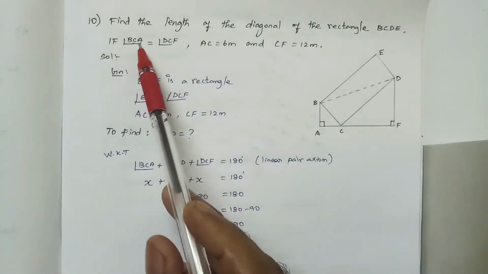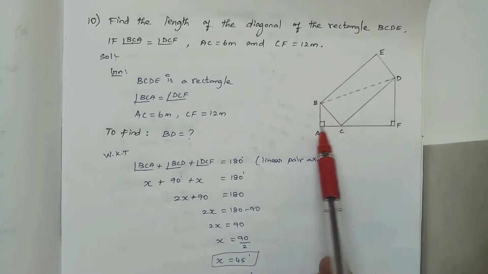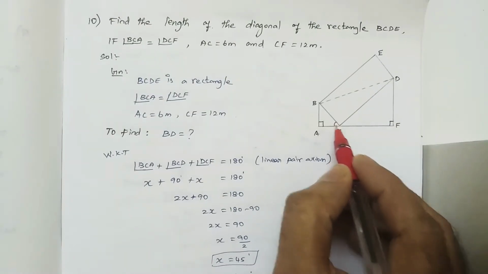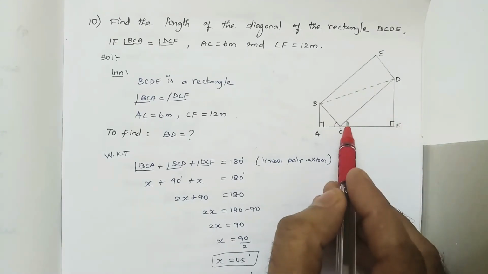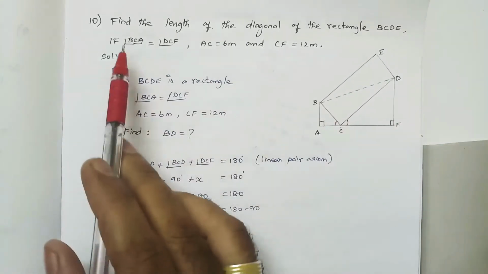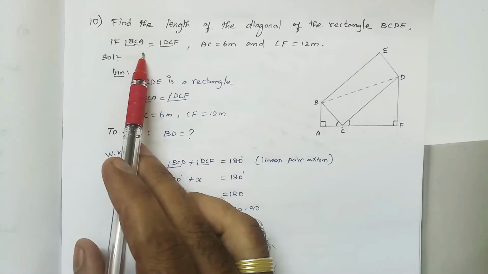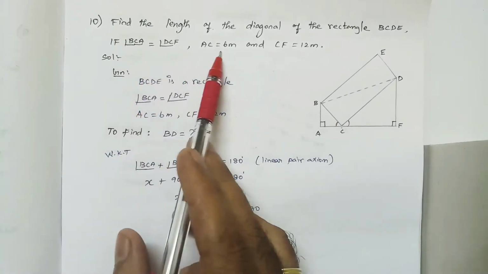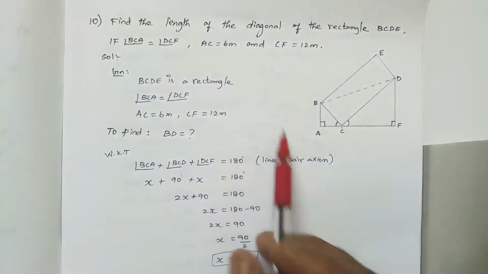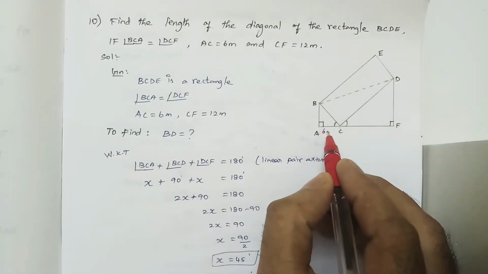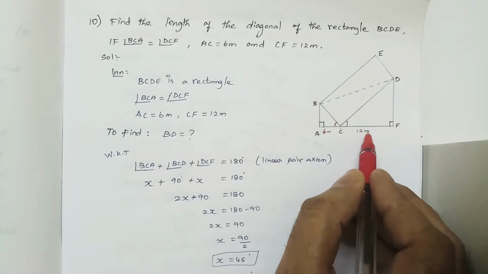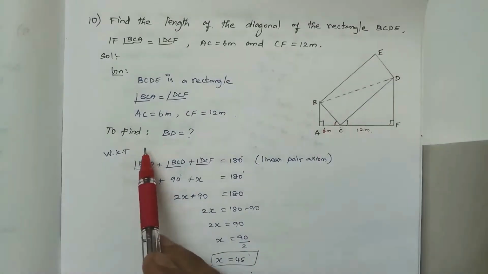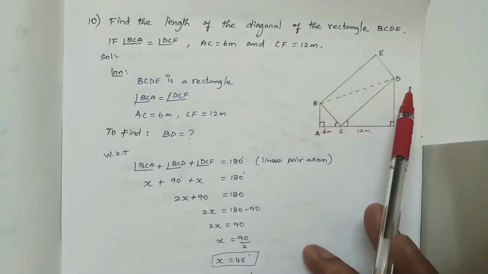If angle BCA, this angle, is equal to angle DCF, these two angles are equal, right? They have given that angle BCA is equal to angle DCF. AC is equal to 6 meter, and CF is nothing but 12 meter. We want to find the diagonal BD.